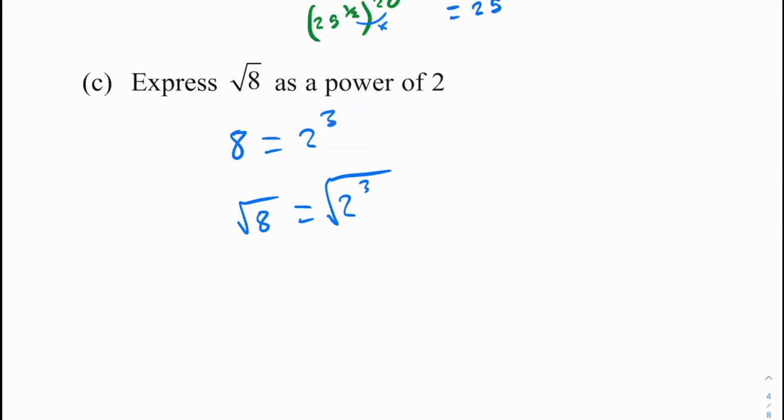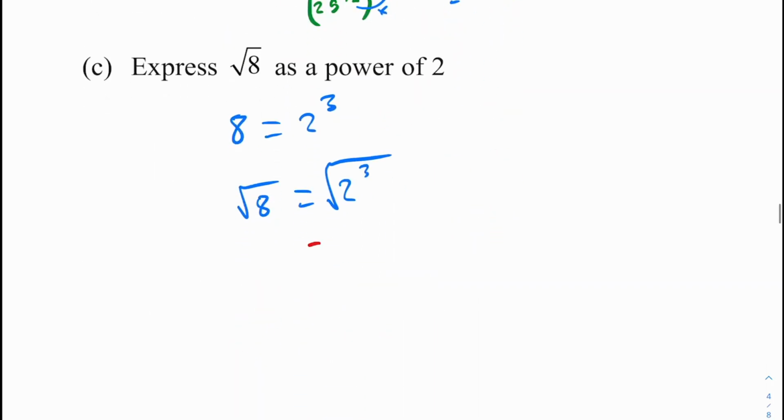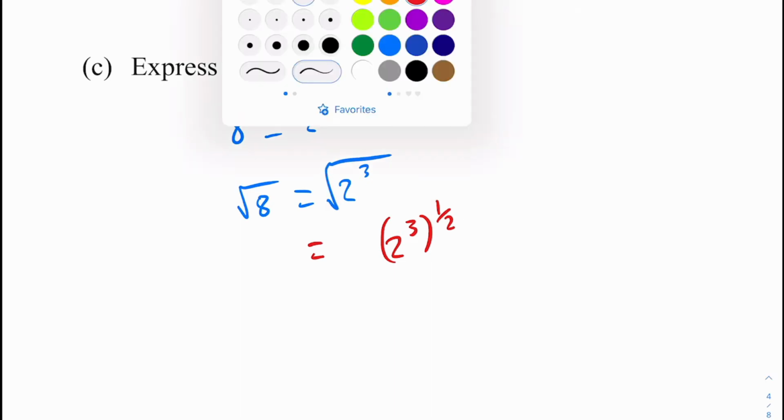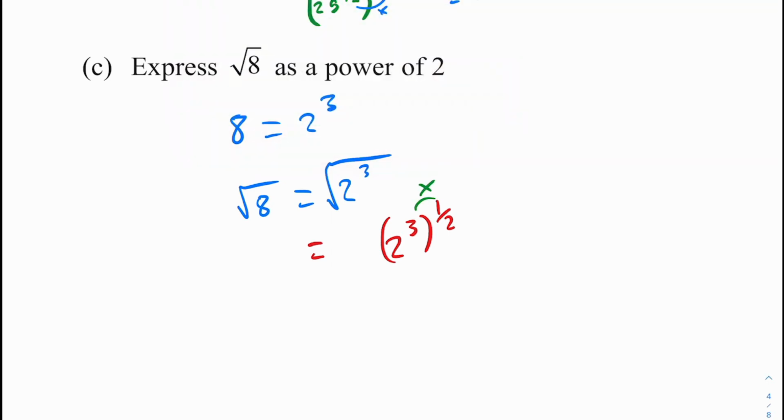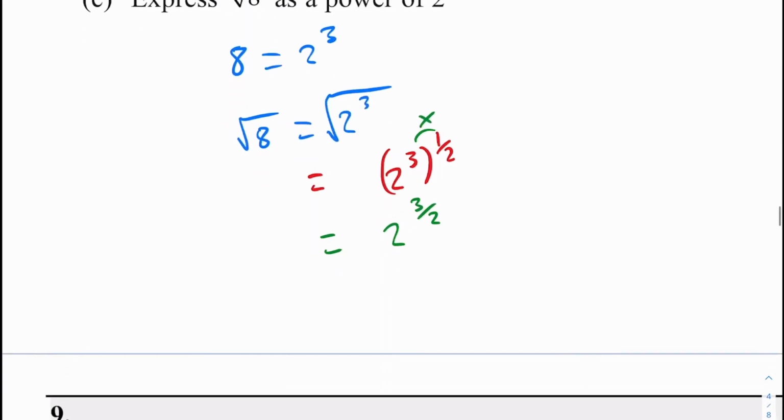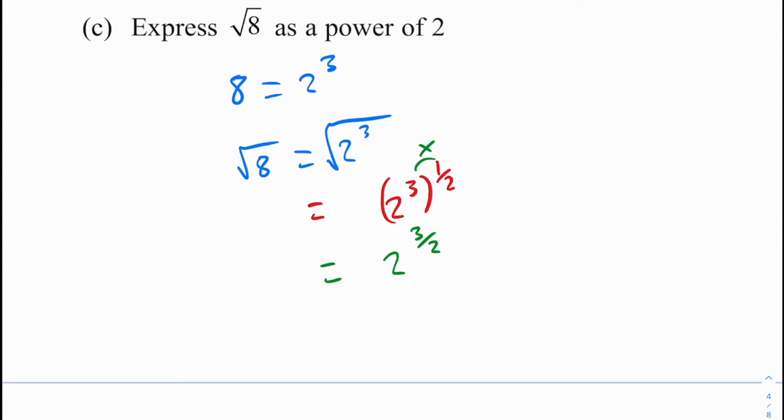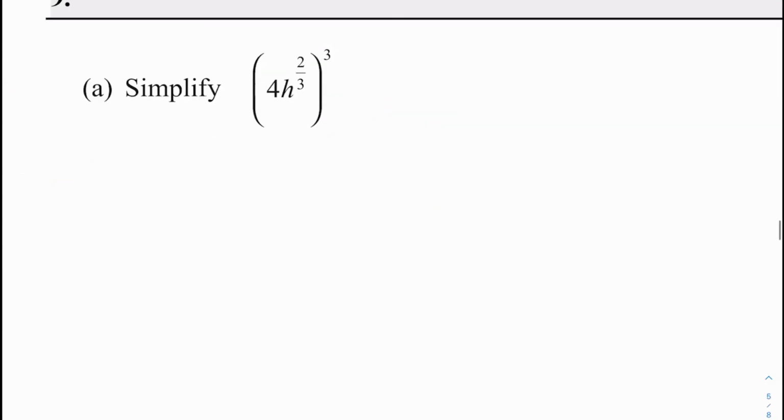Next thing to do is to rewrite our square root as a half, so we can then say this is equal to 2 to the power of 3, and then all raised to the power of a half. So we just replaced our square root with the half outside the brackets. Okay, next thing is to just multiply our two powers. So when we do that, we get 2 to the power of 3 multiplied by a half, which is 3 over 2. And that's the final answer. We've expressed root 8 as a power of 2.